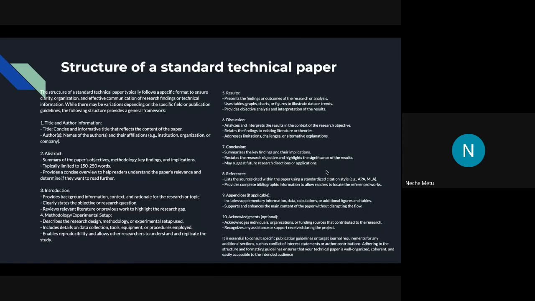Remember that I said it varies, it could vary, but this is just the general framework. Then we have the abstract. Abstract is simply the summary of the paper's objective, methodology, key findings, and implications. It's usually limited to 150 to 250 words. It provides a concise overview to help you understand the paper's relevance and determine whether you want to read further.